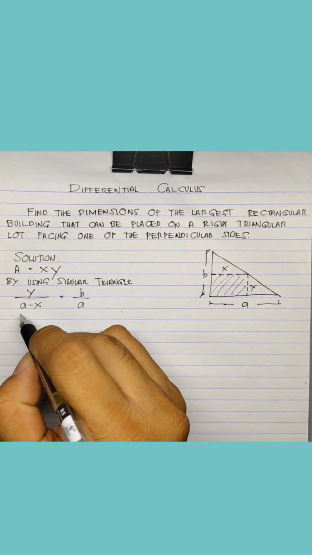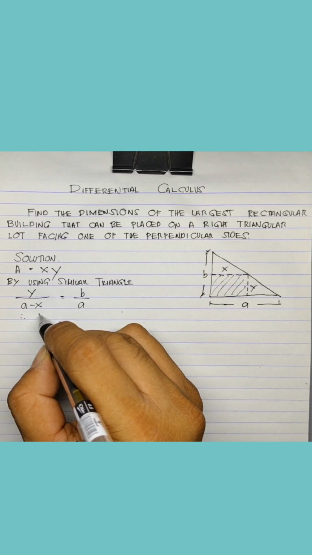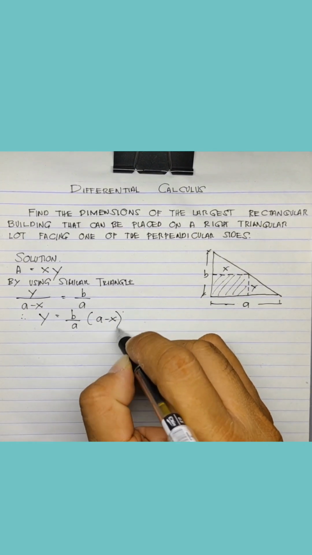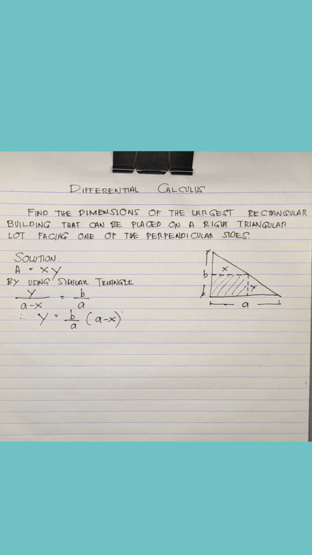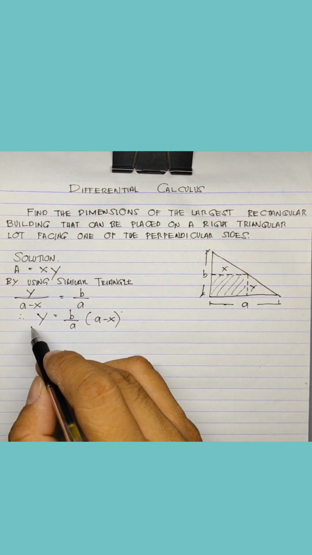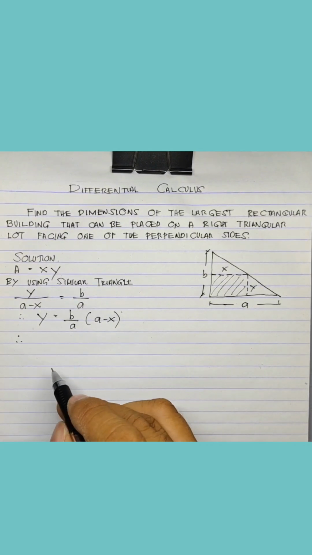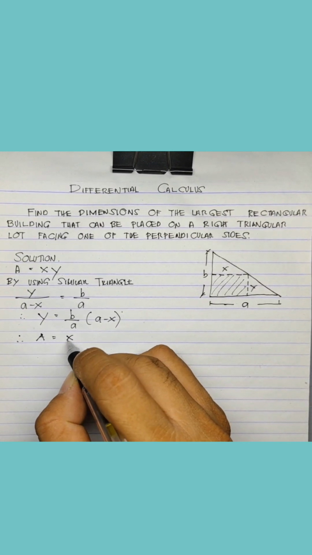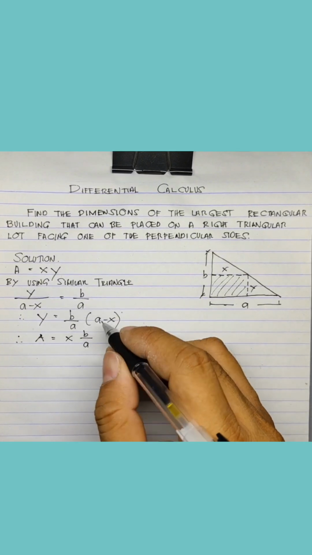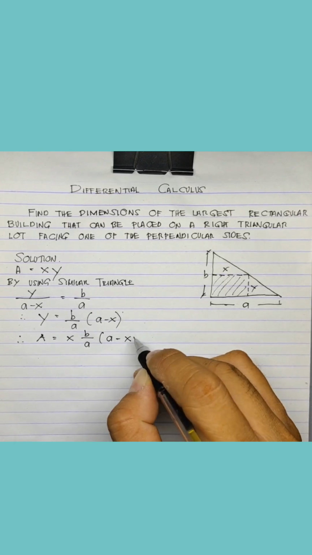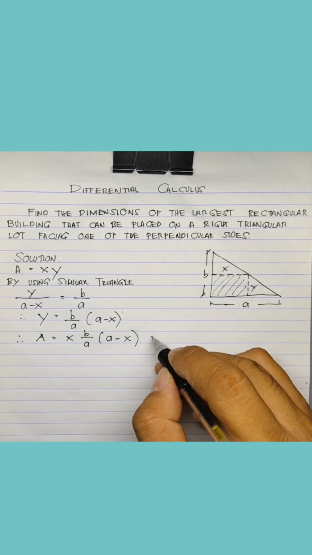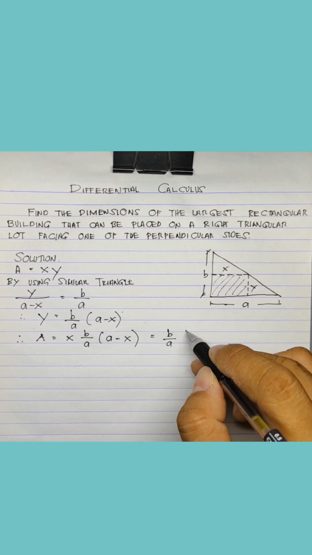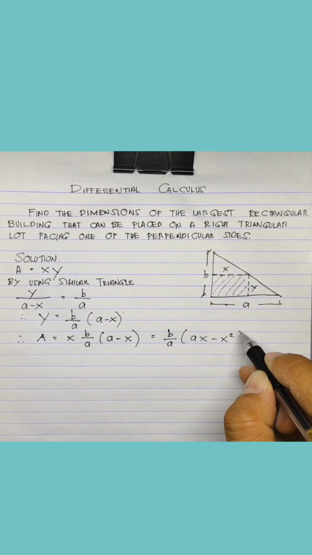Okay, so therefore Y is equal to B over A times A minus X. Therefore, the area A is equal to X times B over A times A minus X, which is equal to B over A times AX minus X squared.